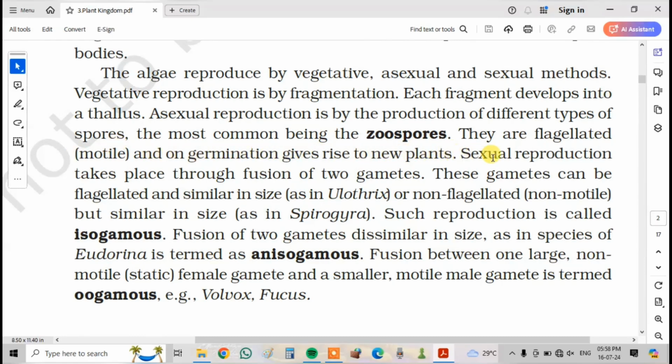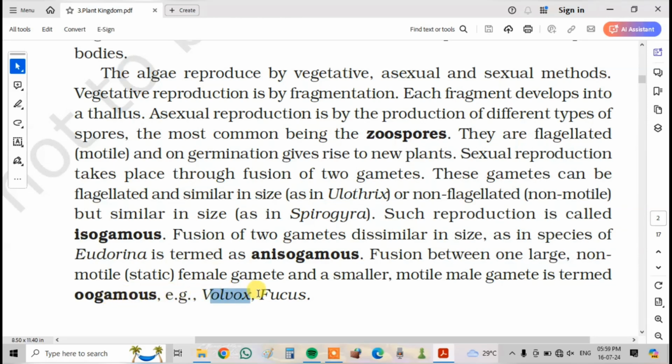Sexual reproduction takes place through fusion of two gametes. These gametes can be flagellated and similar in size, as in Ulothrix, or non-flagellated, non-motile but similar in size, as in Spirogyra. Such reproduction is called isogamous. Fusion of two gametes dissimilar in size, as in species of Eudorina, is termed anisogamous. Fusion between one large, non-motile static female gamete and a smaller motile male gamete is termed oogamous.